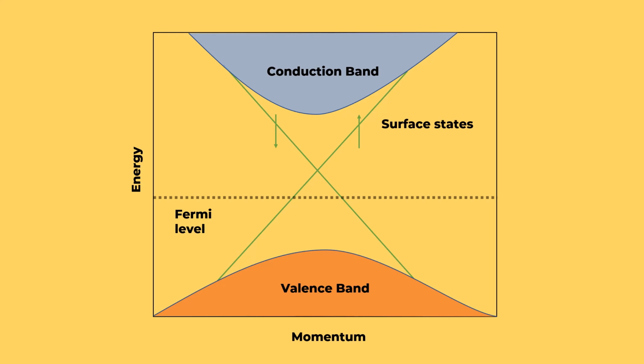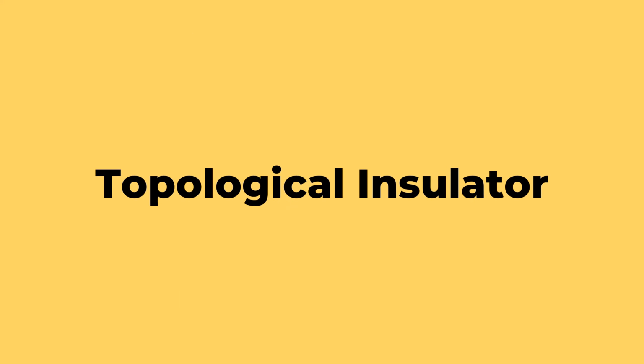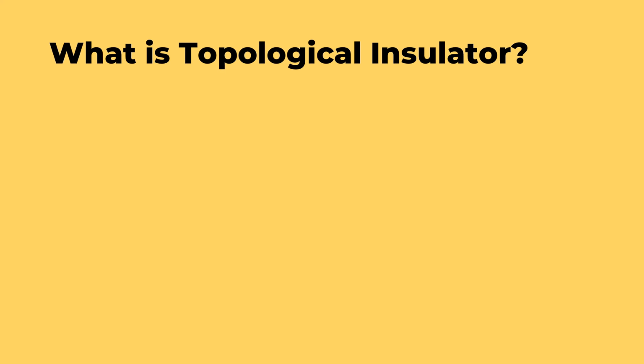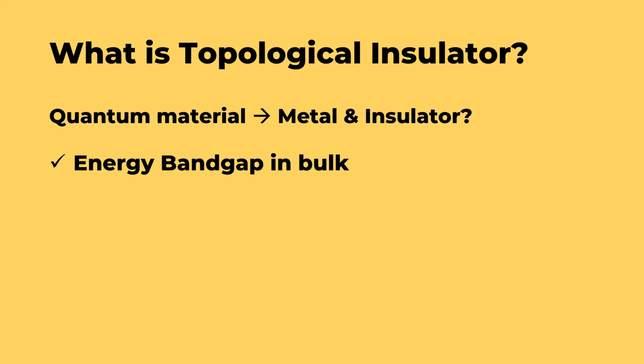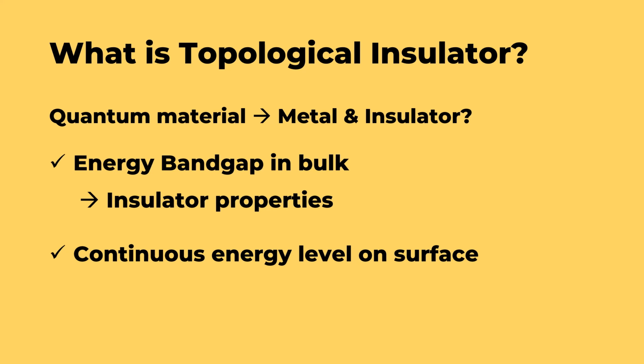Now I think that we have enough information to understand the topological insulator. Topological insulators are quantum materials that have both properties of metal and insulator. Energy band gap in bulk shows insulator properties, and continuous energy level on the surface shows metal properties.